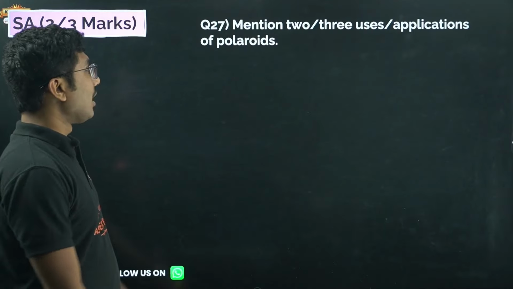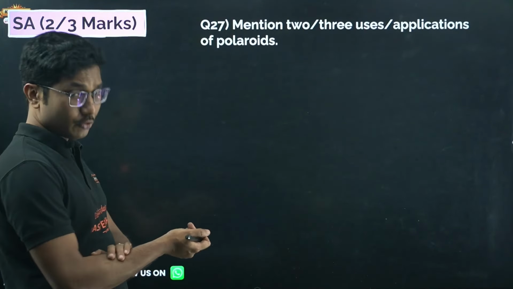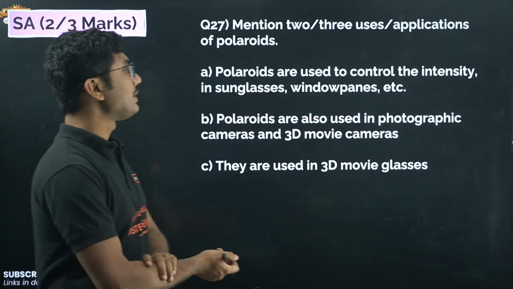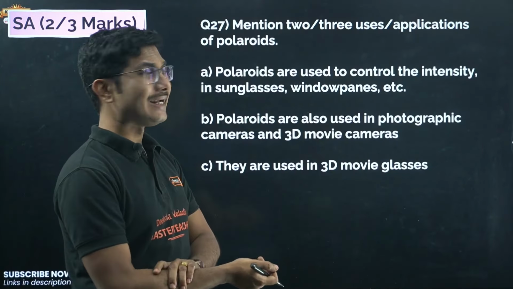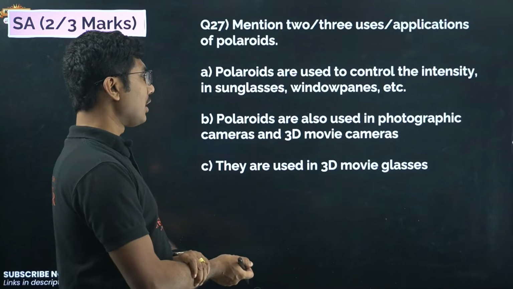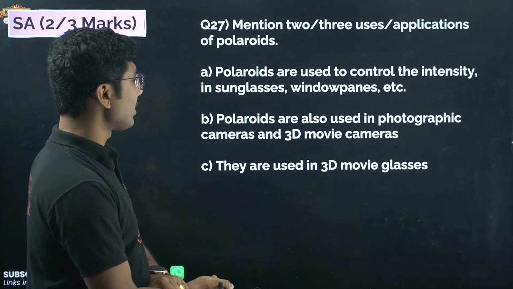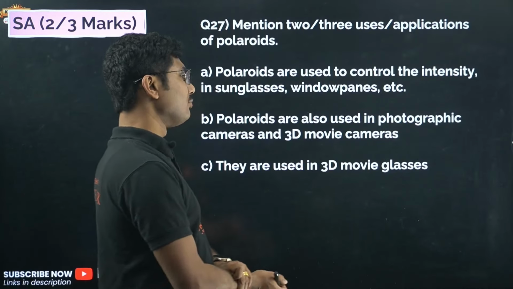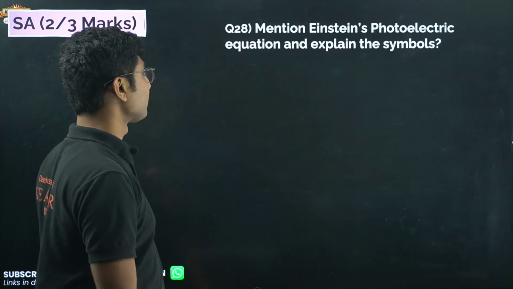Now mention 2-3 uses or applications of Polaroids. Applications of Polaroids are also a very important question. Polaroids are used to control the intensity in sunglasses, window panes, etc. Polaroids are also used in photographic cameras and 3D movie cameras. They are used in 3D movie glasses as well.